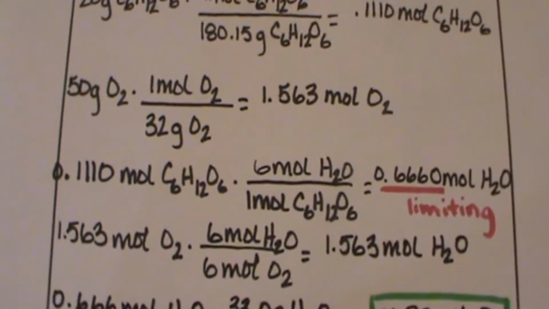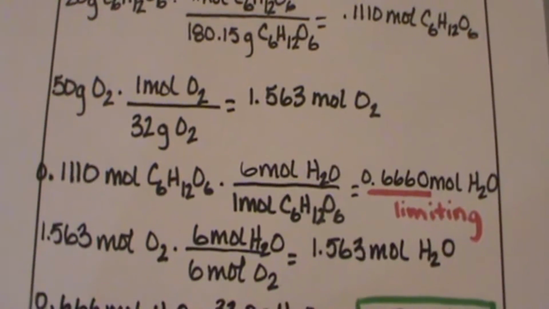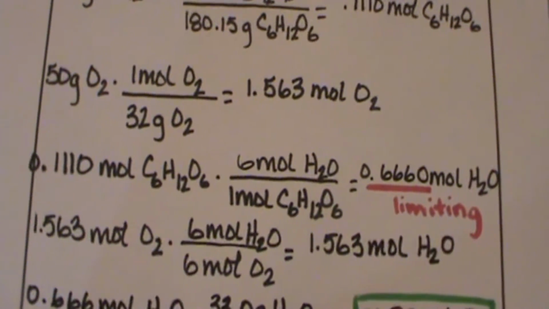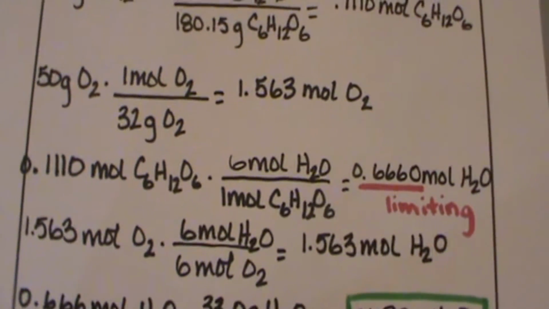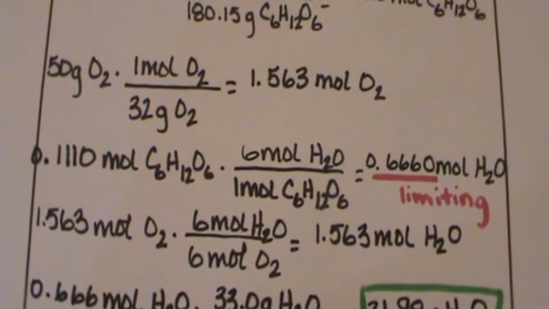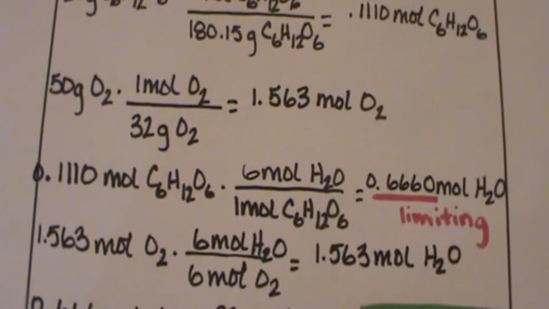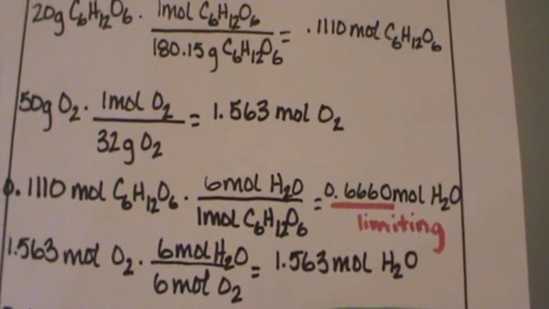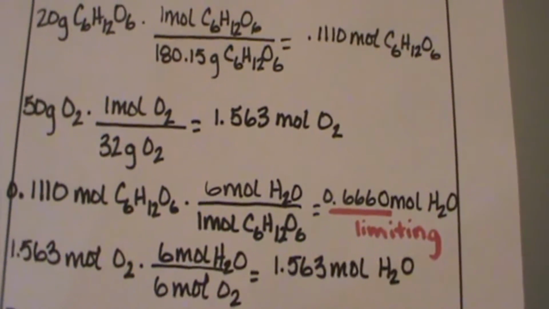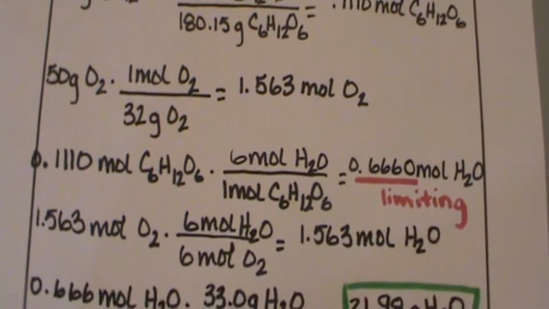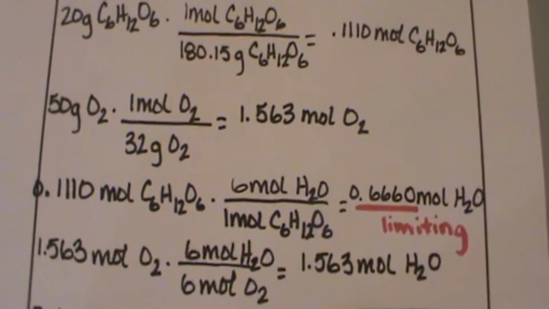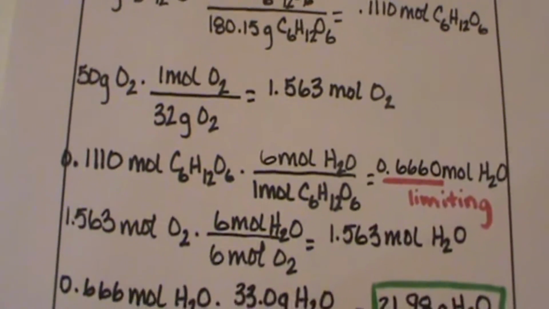And I have 1.563 moles of oxygen, and the ratio from the equation is 6 moles of H2O to every 6 moles of oxygen, so it's basically 1 to 1. So that gives me 1.563 moles of H2O. So the glucose can only form 0.666 moles of H2O compared to the oxygen, which can form 1.563. So glucose is my limiting reactant.